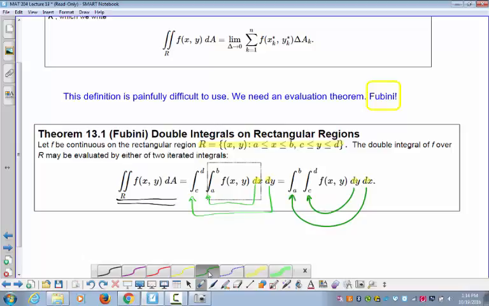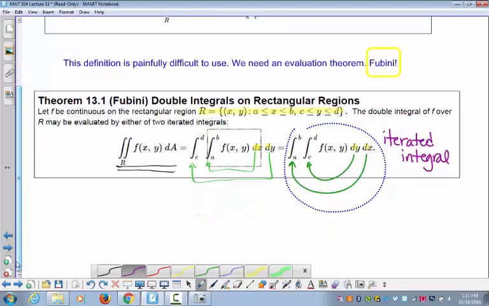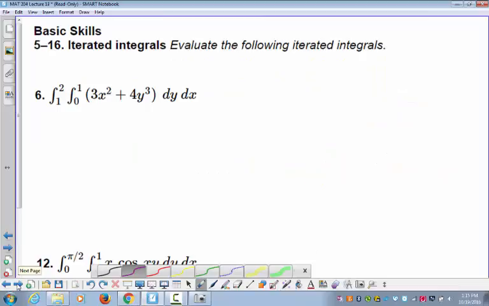Okay, so Fubini takes a double and turns it into a sequence of singles. Usually what books will refer to this as, we'll call this integral an iterated integral. That's what they'll refer to that as, an iterated integral, i.e. a sequence of two single integrals. All right, so that's the theory behind it. Now, let's try it.